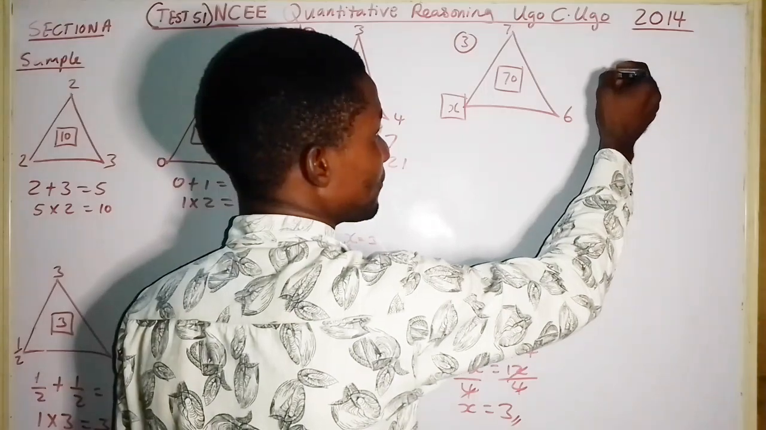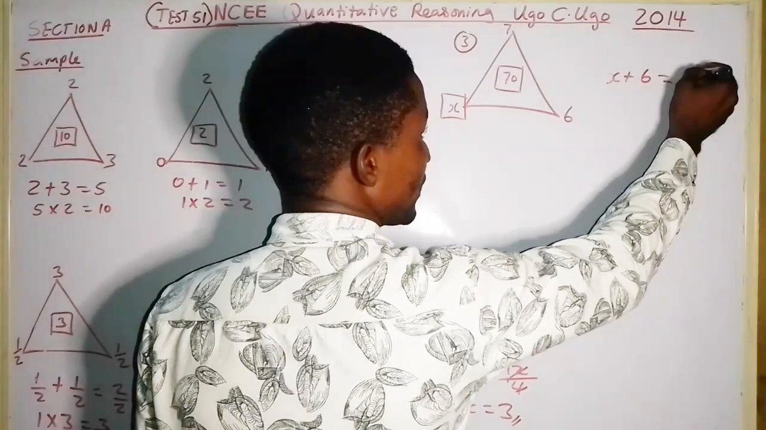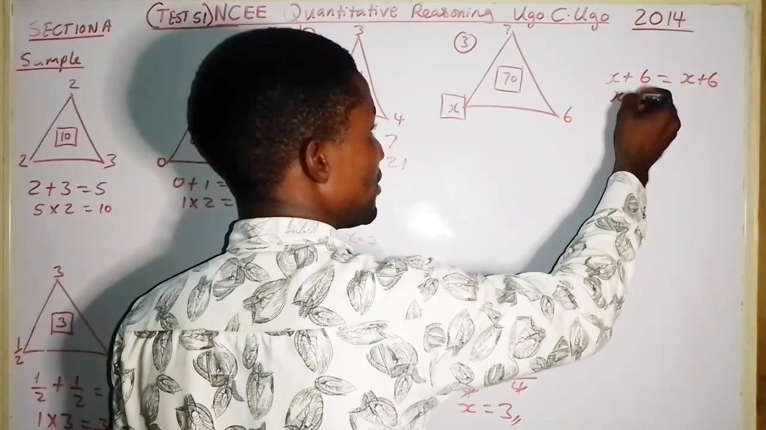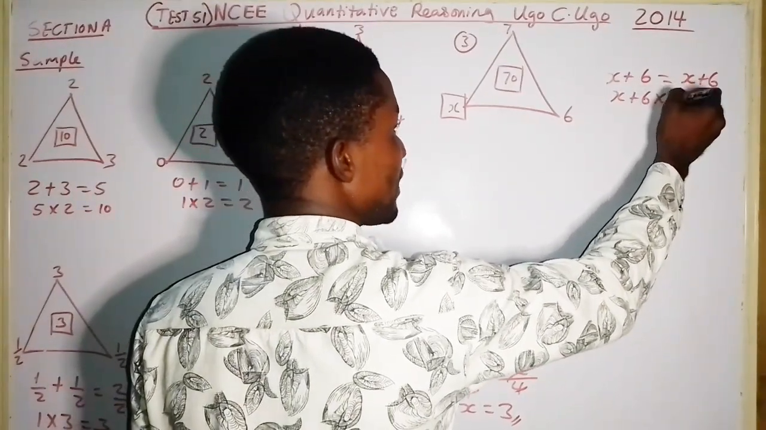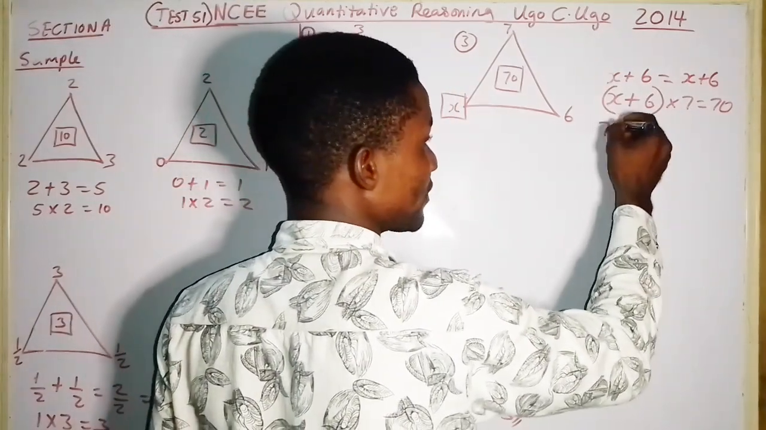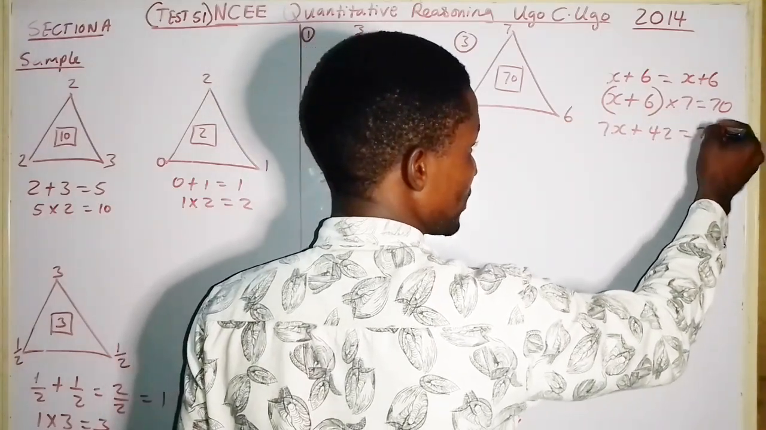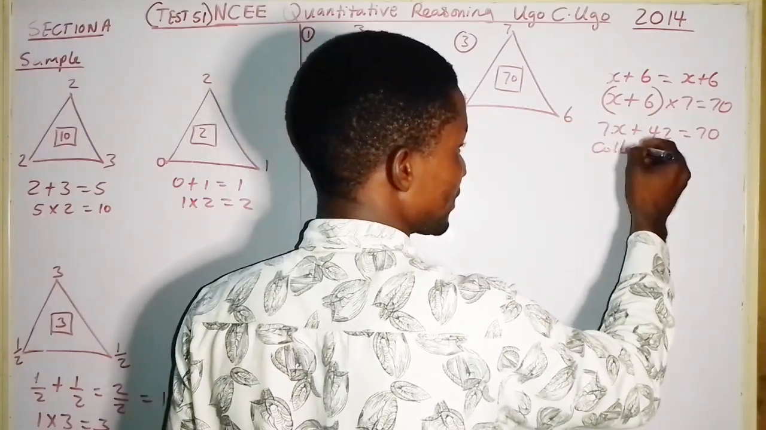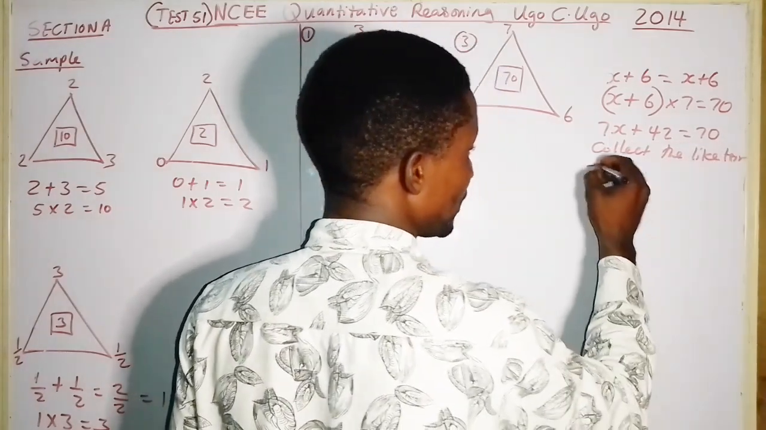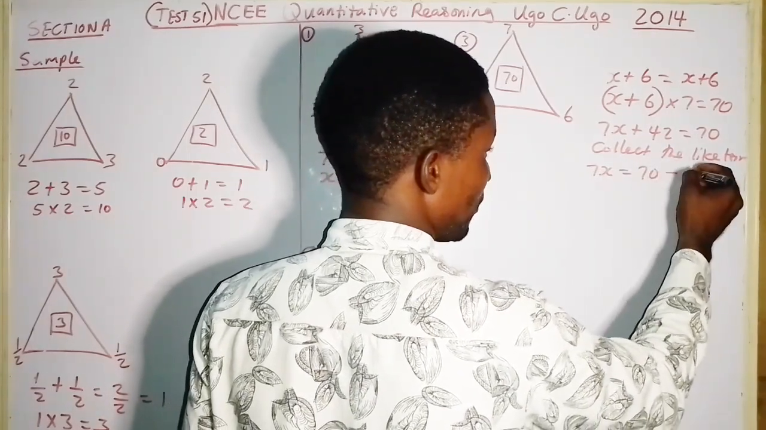Number 3 question says x plus 6 equals to x plus 6, because we don't know what x is. Now we now say x plus 6 times 7 equals what? 70. So let's use the 7 to open this bracket. So we have 7x plus 7 times 6 will give us 42 equals to 70. The next thing you need to do is to collect the like terms. So when you collect the like terms, you'll be having 7x equals to 70 minus 42.